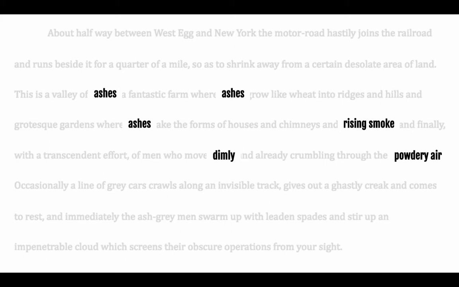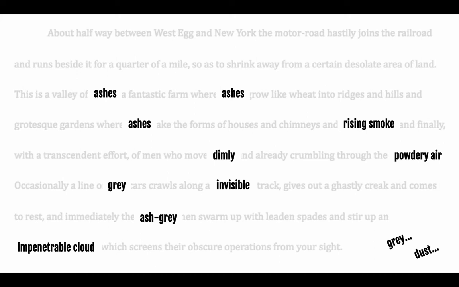The next line down, there's gray cars, an invisible track. The line beneath that is ash gray men. And then the line after that, there's an impenetrable cloud. And I'm sort of peeking ahead in the next line. I'm seeing gray land and bleak dust.